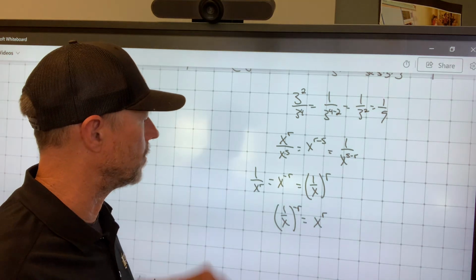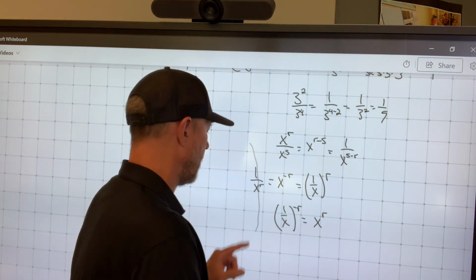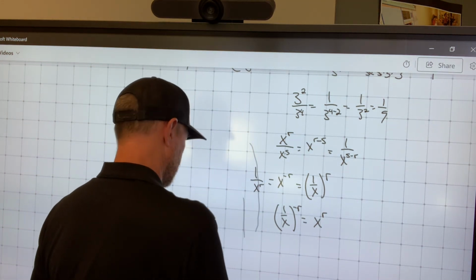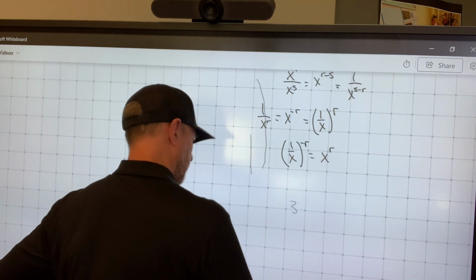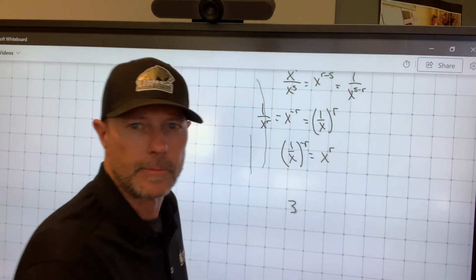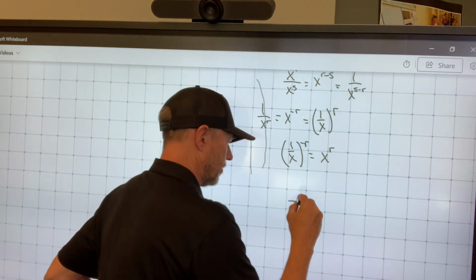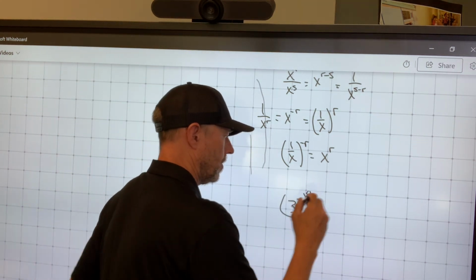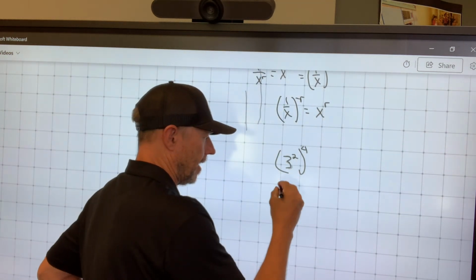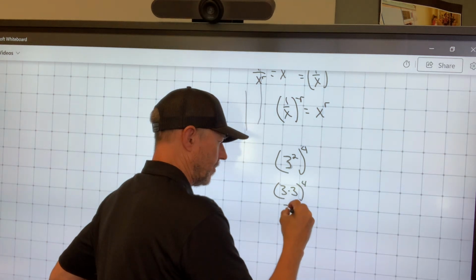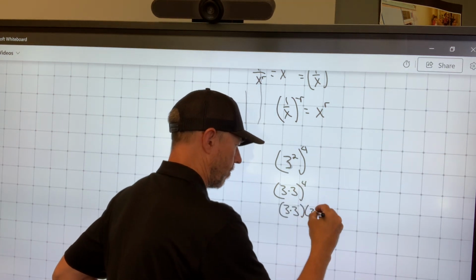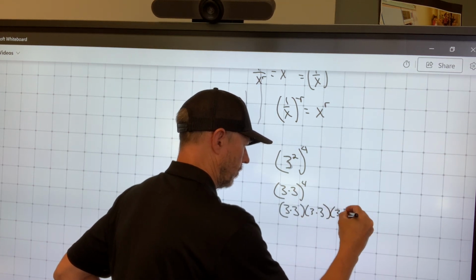Now, I think there's one more rule I need to talk about. What if I had 3 to the 2 raised to the 4? Can we see that? Yeah, we can see that. Well, that means that I have 3 to the 2 multiplied by itself 4 times, which means I have 3 times 3, but I have 4 of them.